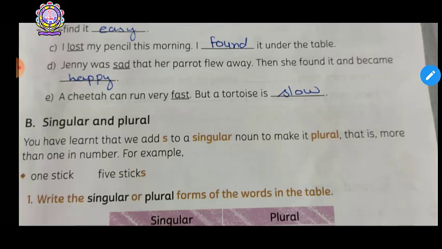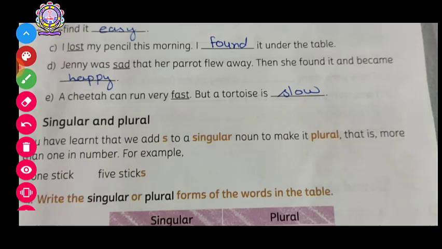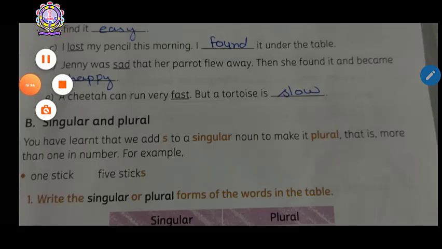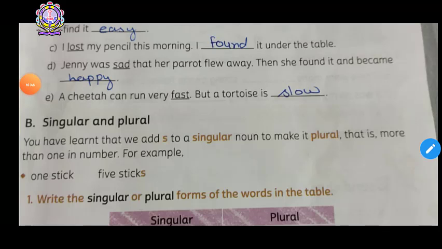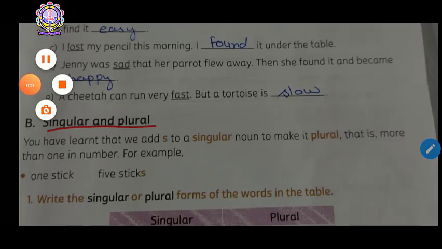So what is written? It's written singular and plural. Okay, it means singular form and plural form. Now what is singular and plural? Singular is something which is one, and plural, all right, I will repeat.